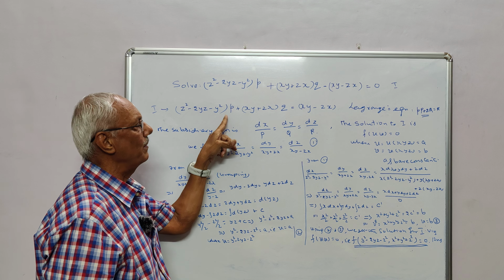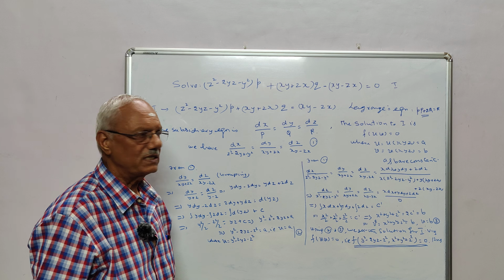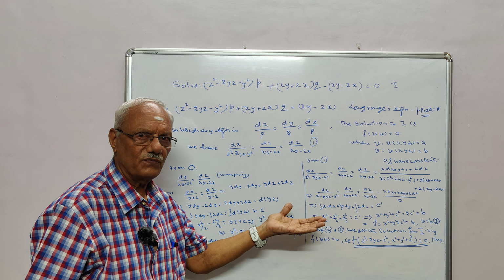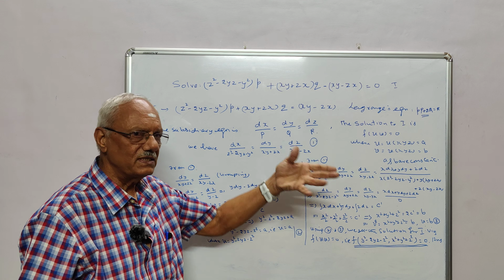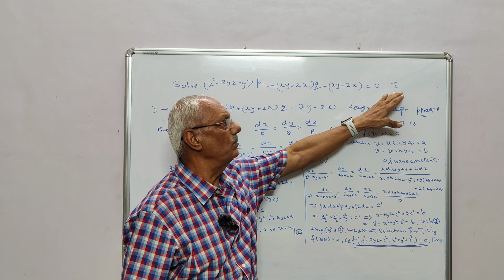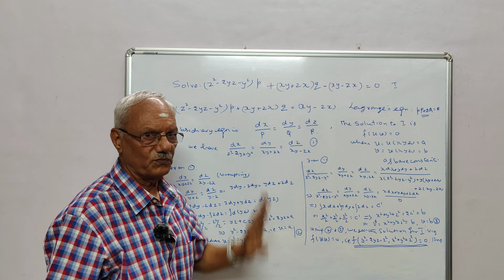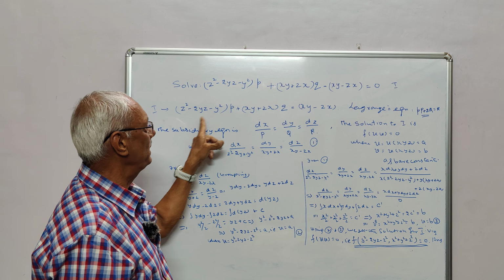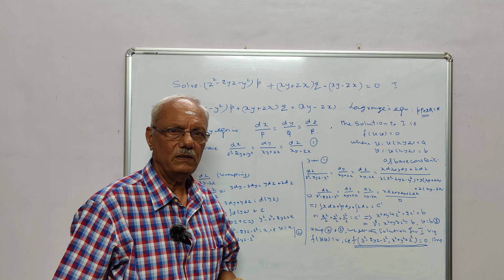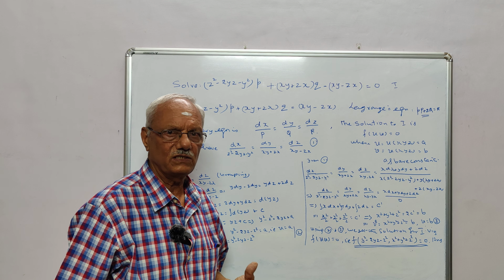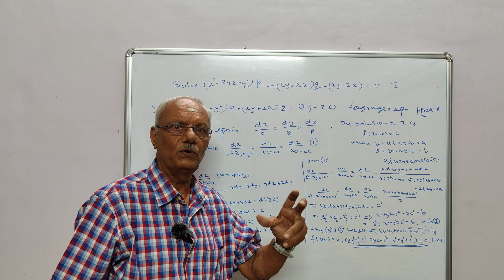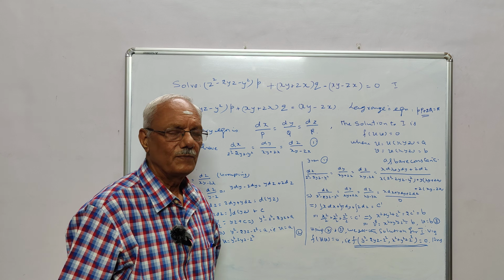This is your capital P, which is a function of X, Y, Z. This is Q, which is again a function of X, Y, Z. This is R, which is again a function of X, Y, Z. And this is the problem, which is rewritten in this form. Now identify this as P, this as Q, and this as R. When you are given a problem in Lagrange's equation, first identify the problem as a Lagrange's equation.